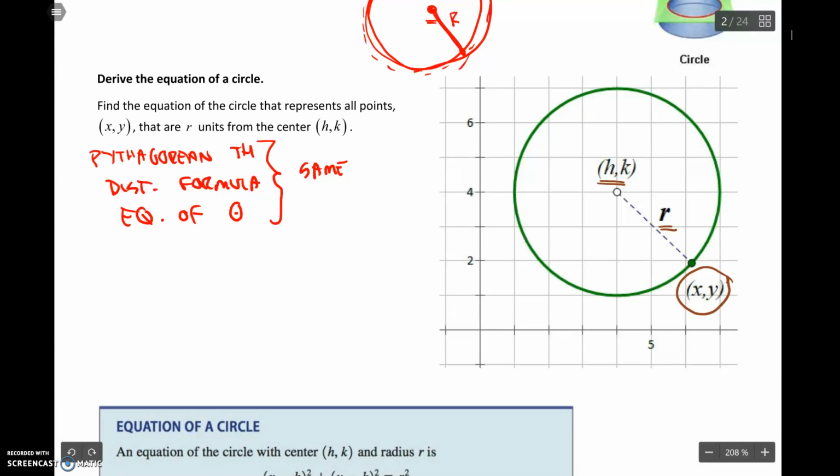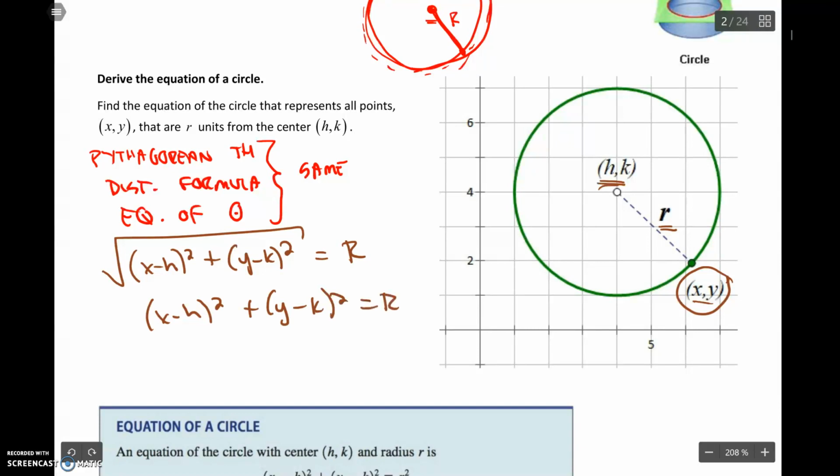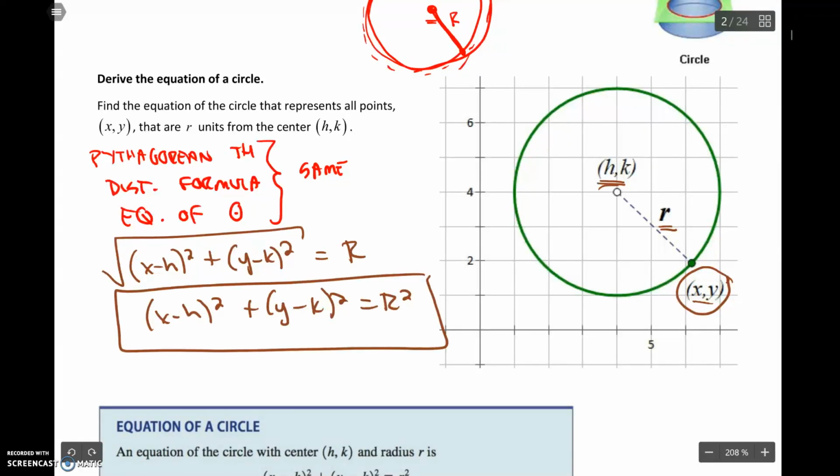So let's let the distance be the square root of (x minus h) squared plus (y minus k) squared. The square root of that is equal to the distance r. By the way, this is the distance formula in case you don't remember: (x1 minus x2) squared plus, so I'm just plugging in this point and this point. If you square both sides, you get the equation of a circle, okay?